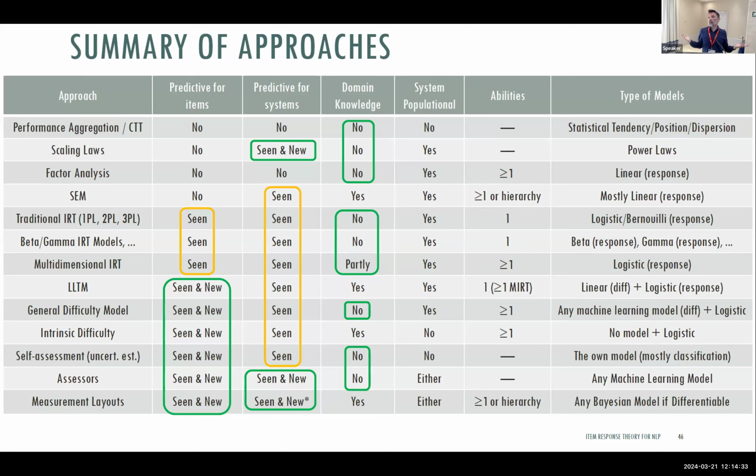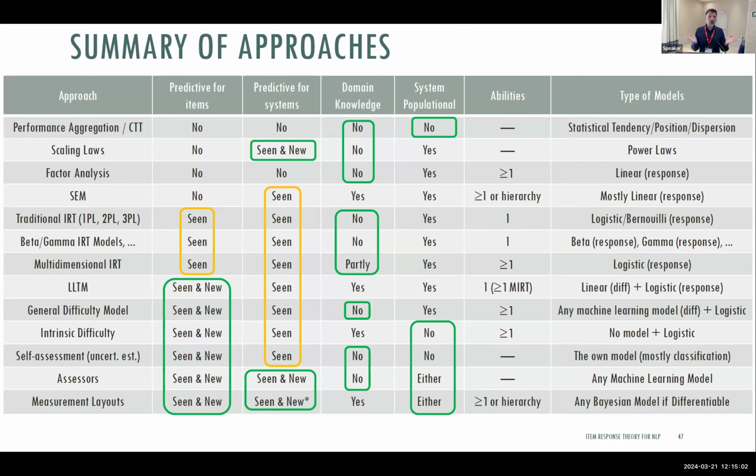If you don't have any domain knowledge, at least do IRT. But if you have some domain knowledge about the task, or you have some intuition about what capabilities you want to use to represent especially models or systems, then that's something you can use. I've highlighted in green because it's better that you don't need domain knowledge, because domain knowledge requires time and expertise. So that's always a drawback.